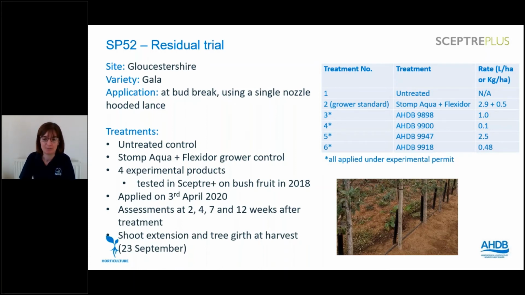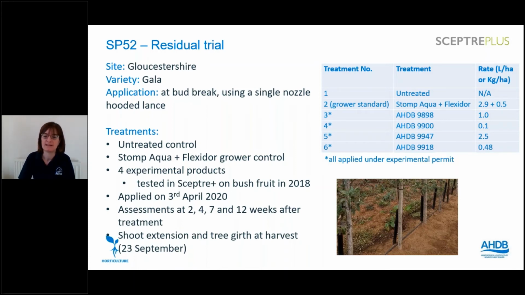Similar kind of layout with the treatments. So we had 4 experimental products, some of which had already been tested in previous trials on bush fruit. And then the Stomp, Apca and Flexidor was the grower control that we were comparing against here. So this went on in April, so slightly earlier than the contact trial.